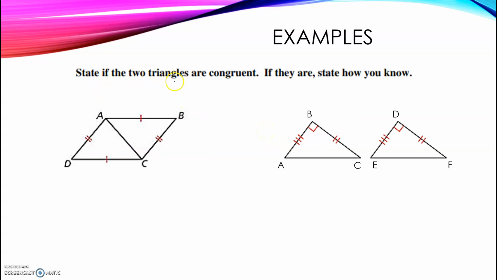Next one says state if the two triangles are congruent. So we don't know if they are. If they are, state how you know. So I think we just did this one. Triangle. So let's do A, B, C. Let's go in order here. A, B, C. Now we chose our order, we have to stick to it. So A, notice in this triangle it's between 1 and 3. Over here, C is between 1 and 3. So we did A to B. We're going to do C to D to A. By side, side, side.